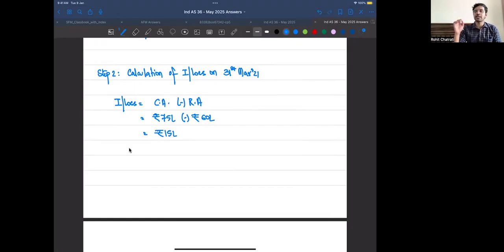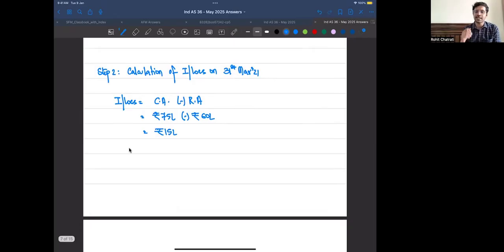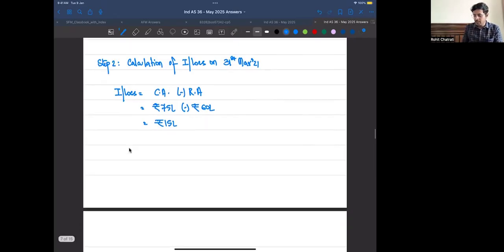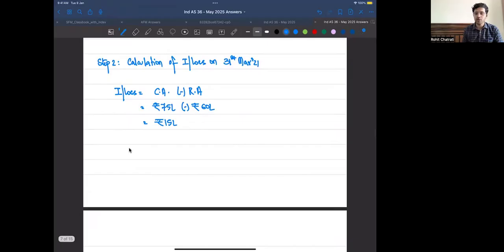Since the carrying amount is greater than the recoverable amount, we are having an impairment loss that is being recognized. This impairment loss will be recognized in the P&L account. Now, after recognizing the impairment loss, the revised carrying amount will be equal to original carrying amount less impairment loss.